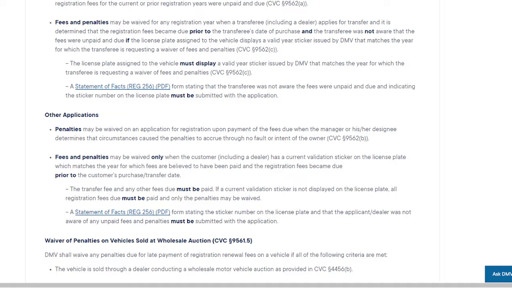If a current validation sticker is not displayed on the license plate, all registration fees due must be paid, and only the penalties may be waived. A statement of facts, REG 256 PDF form, stating the sticker number on the license plate and that the applicant/dealer was not aware of any unpaid fees must be submitted with the application.